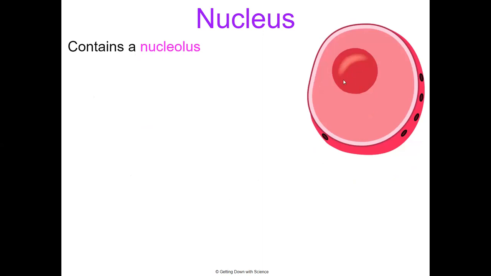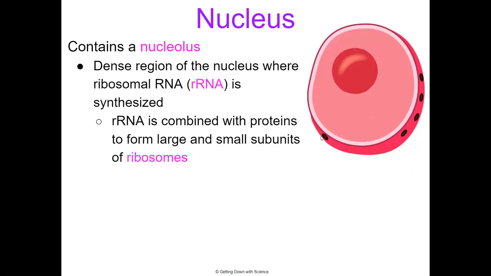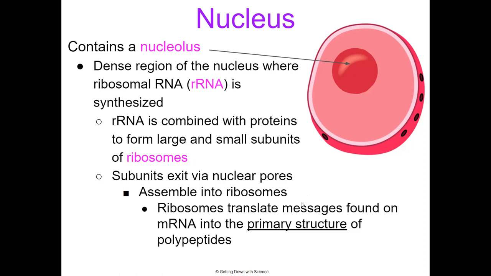It also has a nucleolus, the ball or bubble inside of the nucleus. This is where ribosomal RNA, which is the key component for ribosomes, is made. Ribosomal RNA combines with specific proteins to make the ribosomes. These subunits, the two pieces, will leave the nucleus and assemble out in the cytoplasm into the actual ribosome itself, which is where we translate messages from mRNA into that primary structure.